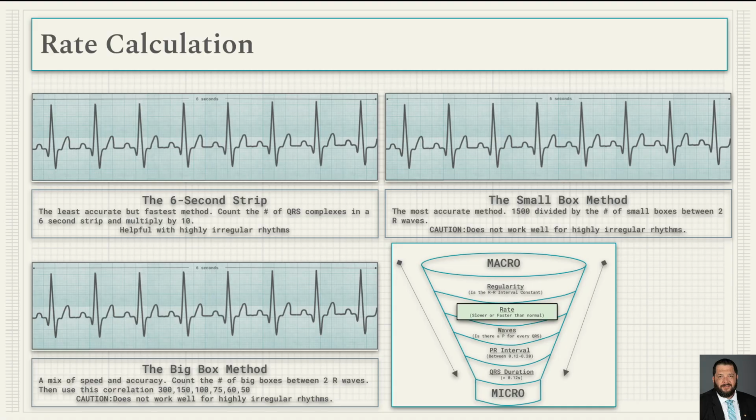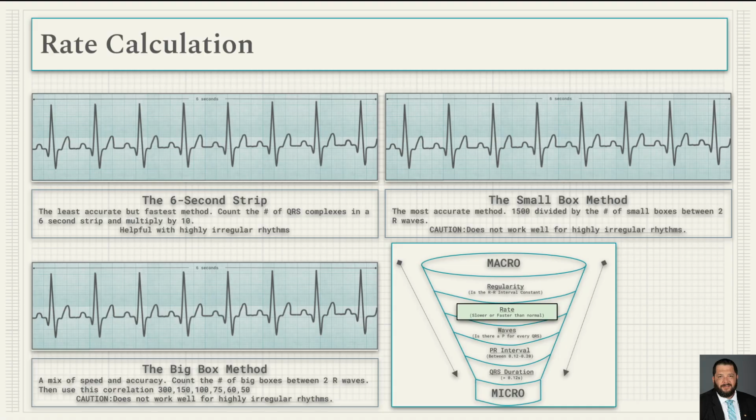If there is 1 large box between the R waves, it would be 300. 2 would be 150. 3 big boxes would be 100. 4 would be 75. 5 would be 60. And 6 would yield a rate of 50. For this one, we can see that we have 1, 2, 3, roughly 4 large boxes between our R waves, giving us a rough estimation of rate of about 75.